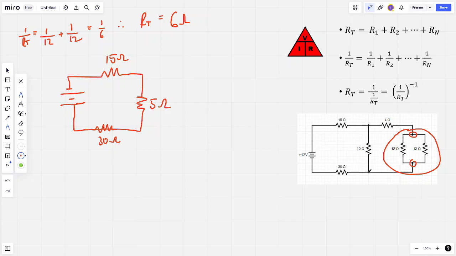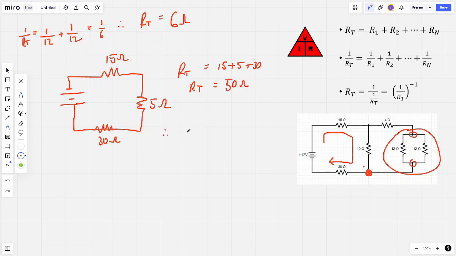This loop here, remember the current all regains back at this point, and this loop is always clockwise. As there's no current split here, it's not been an issue. So we can say that the total resistance is equal to each resistance added together because it's in series. So we use this law as stated. So that's 15 ohms plus 5 ohms plus 30 ohms. So we can say the total resistance is equal to 50 ohms.